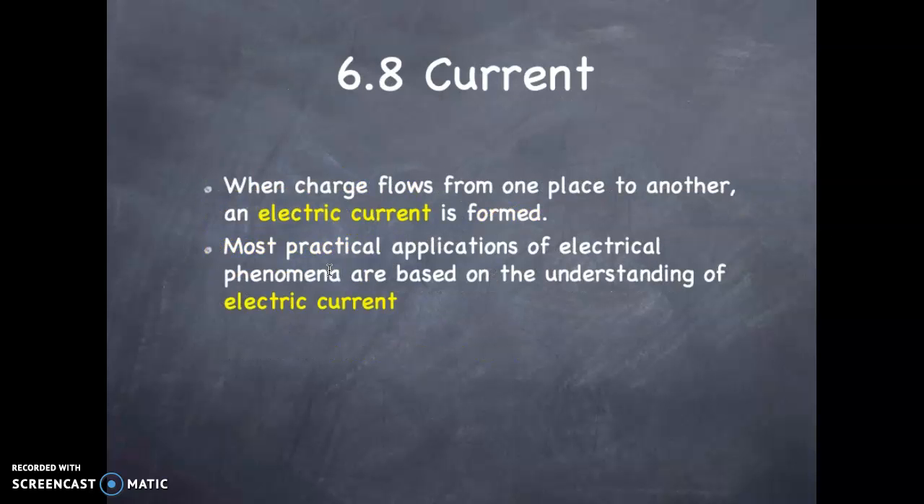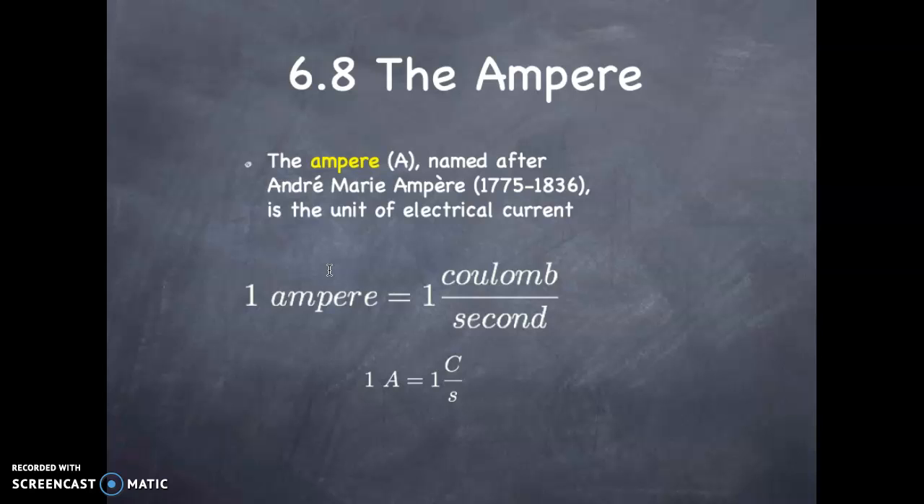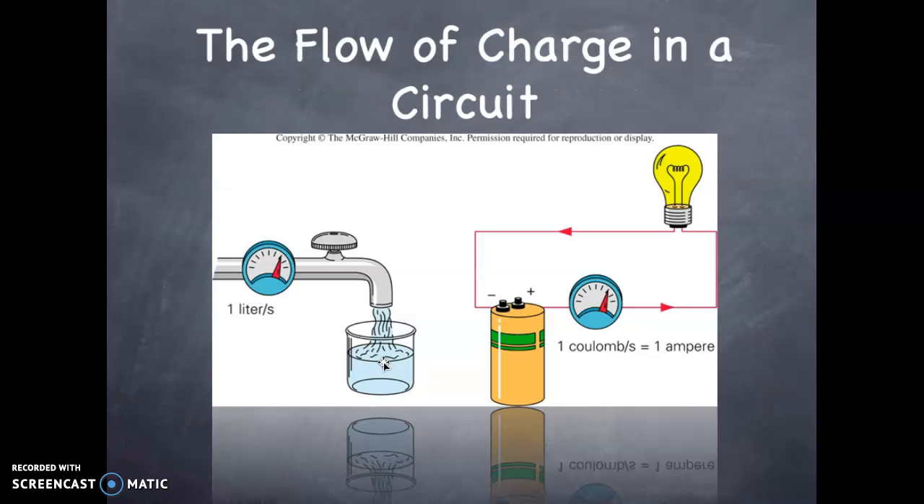Current. When charge flows from one place to another, we say we have an electrical current. Most practical applications of electrical phenomena are based on the understanding of electrical current. And here we have then the amp. One amp, named after Andre-Marie Ampere, is one Coulomb per second. And this is where we get the notion of one amp.